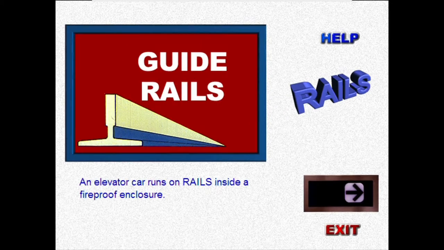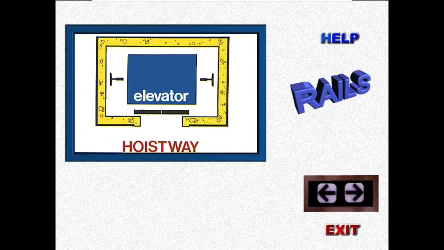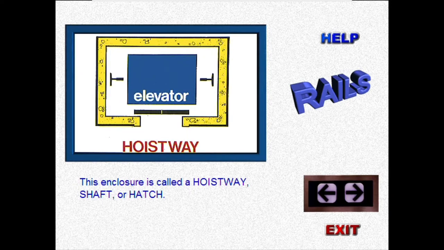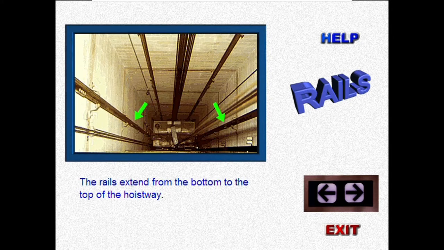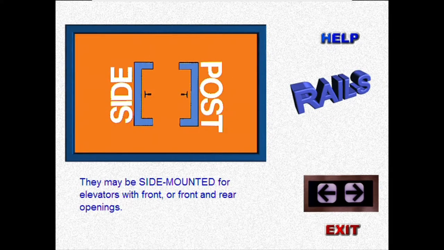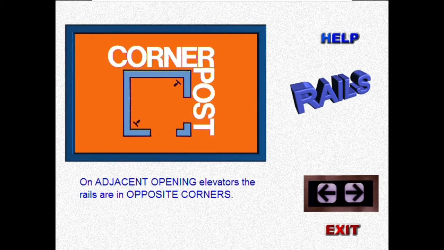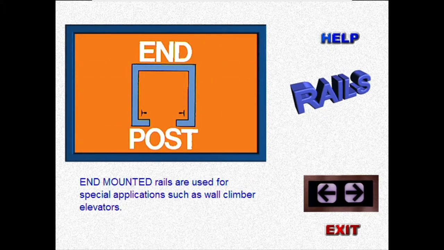An elevator car runs on rails inside a fireproof enclosure. This enclosure is called a hoistway, shaft, or hatch. The rails extend from the bottom to the top of the hoistway. They may be side-mounted for elevators with front or front and rear openings. On adjacent opening elevators, the rails are in opposite corners. End-mounted rails are used for special applications, such as wall climber elevators.